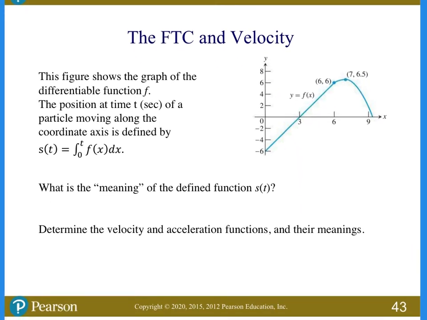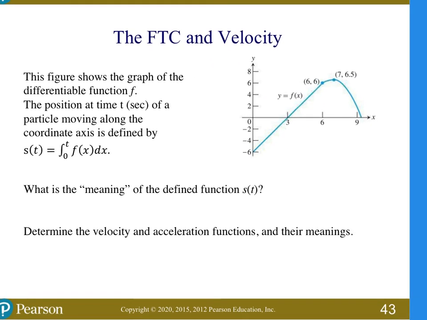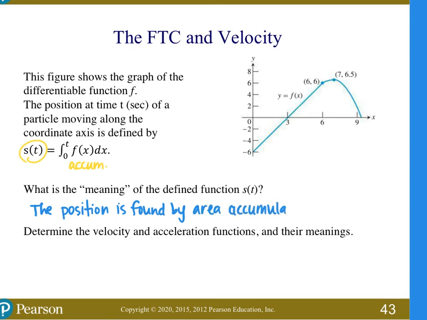Let's try a different graph. All right, the figure shown is the graph of a differentiable function. The particle moving along the line is defined, so this is f, the graph is f of x. The particle moving along the line is defined as s of t is the accumulation starting at 0. So the meaning of the defined function of t is that the position is found by the accumulated area starting at 0.